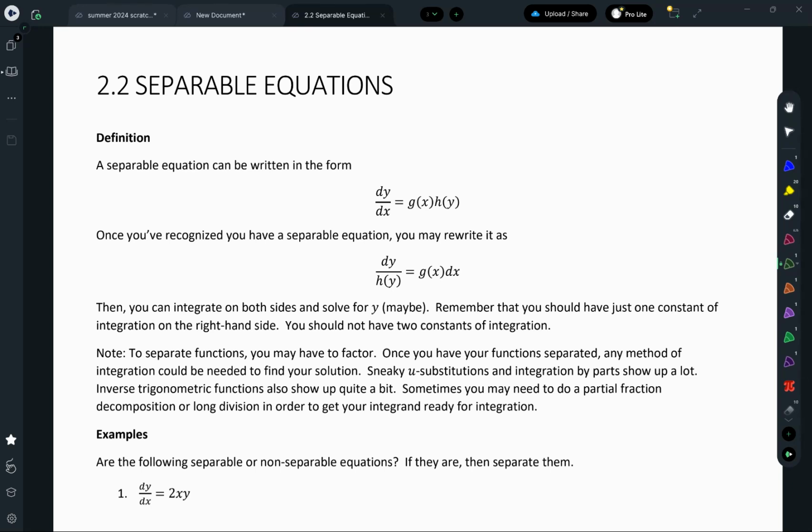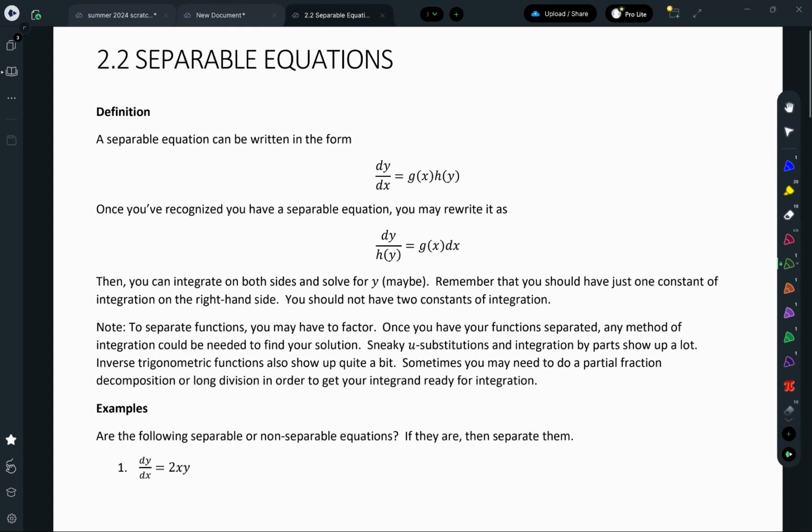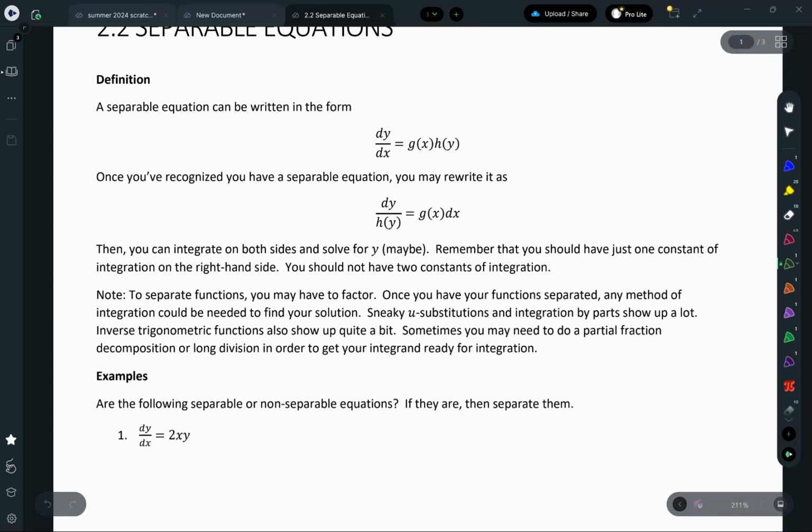this idea that we can integrate two sides of an equation. So let's see what a separable equation even is, and then we'll go into what the process is for solving, and then go ahead and solve a few problems. Our definition of a separable equation means that the differential equation can be written in some form like dy/dx is equal to some function g of x times some function h of y.